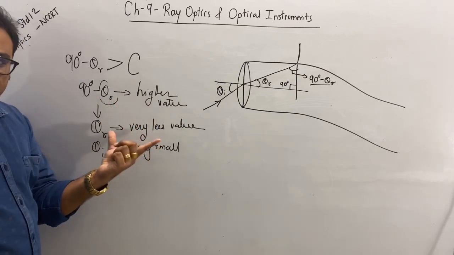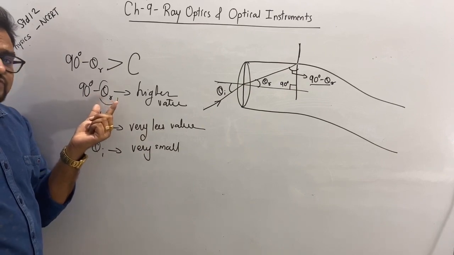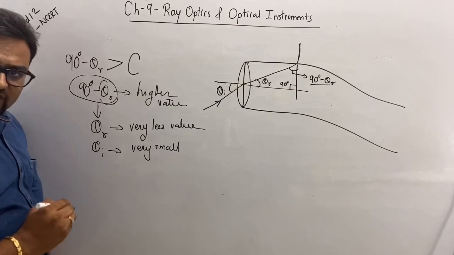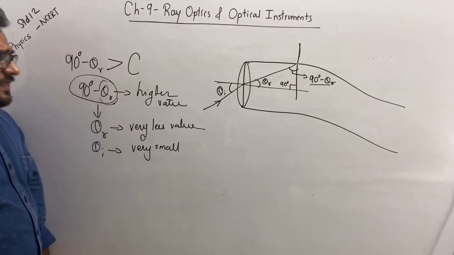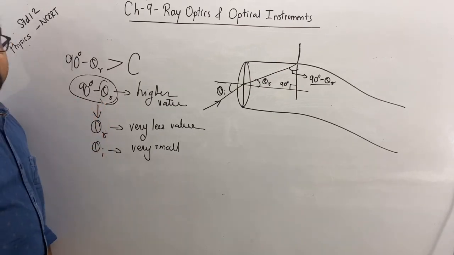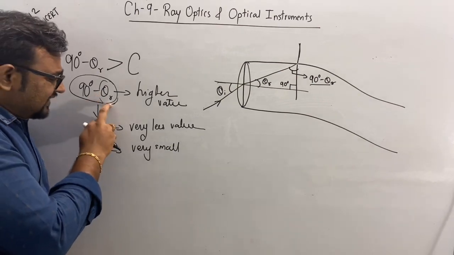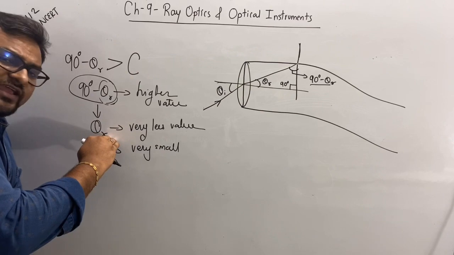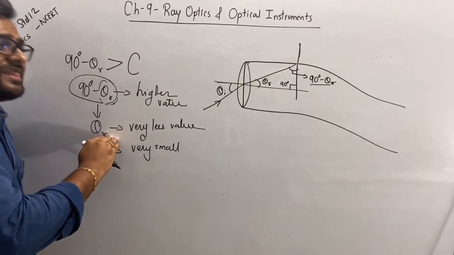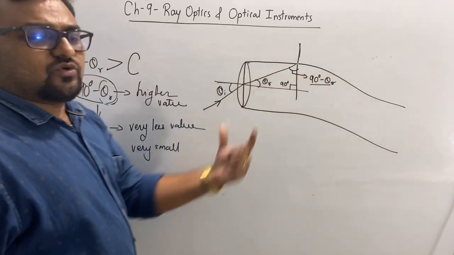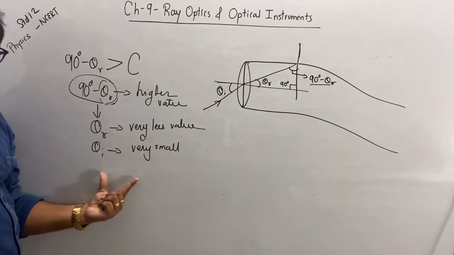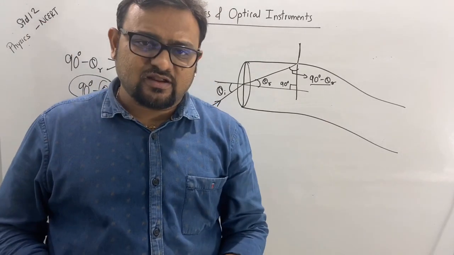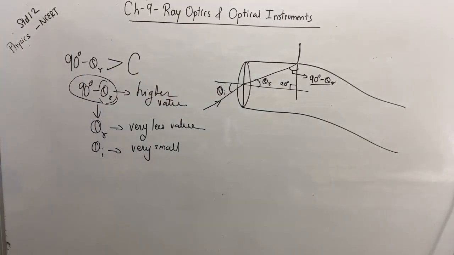See, if theta r is 40, then this angle will be 90 minus 40, 50. If theta r is 30, this will be 90 minus 30, it will be 60. If theta r is 20, this will be 90 minus 20, 70. So lesser the value of angle of refraction, theta r, higher the value of this angle. And for that we require very small value of angle of incidence. Clear?